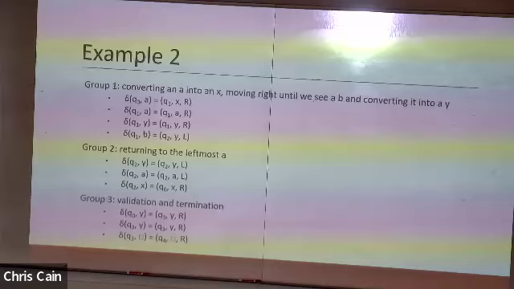So we're trying to redesign this Turing machine to accept the language A to the N, B to the N, C to the N, which we saw in the context-free pumping lemma section was not context-free. So we're trying to figure out if Turing machines are more powerful than pushdown automata, which they would be if they can recognize this language.